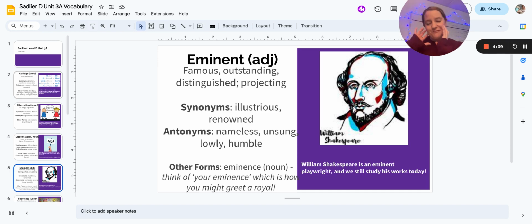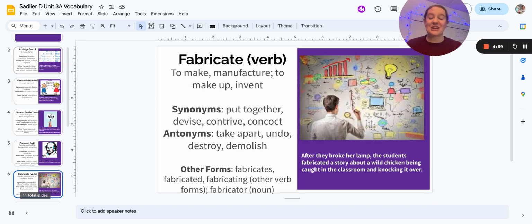William Shakespeare is an eminent playwright, and we still study his works today. So I've given you the beginning of my sentence, and you could use the same. So and so is an eminent, and then tell me what it is that they do. And then give me your context for why they are so famous or distinguished or outstanding or renowned or illustrious. Are they award winning? Does everyone know who they are? Make sure you include really good context there.